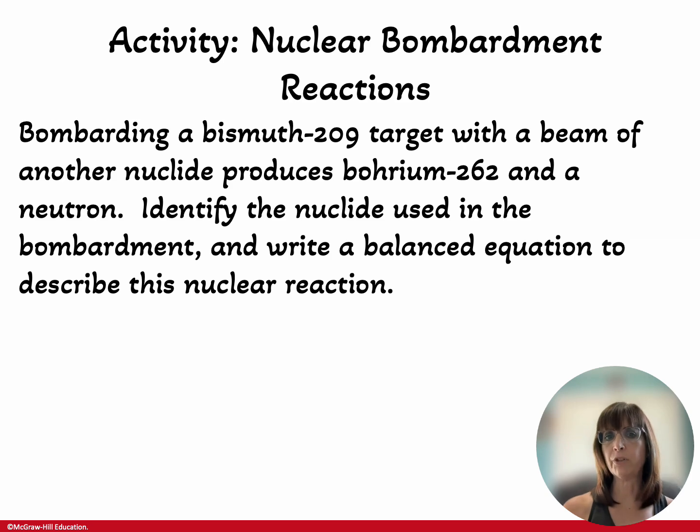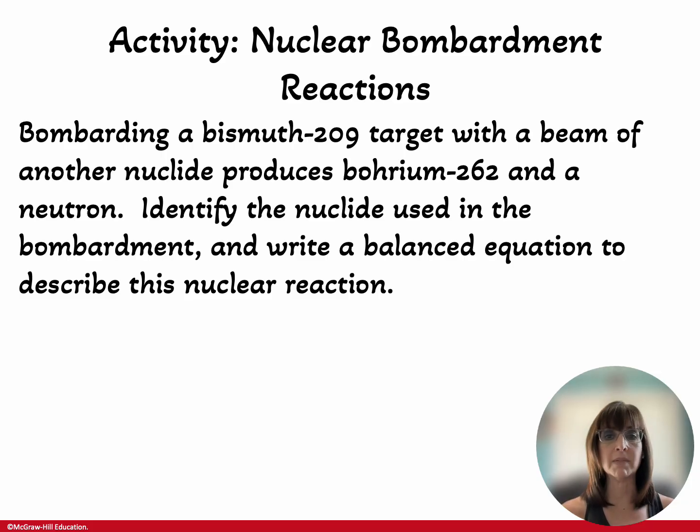Here's another opportunity for you to go ahead and try something. It says bombarding a bismuth-209 target with a beam of another nuclide produces bohrium-262 and a neutron. Identify the nuclide used in the bombardment. Write a balanced equation to describe this. So go ahead and pause this and see if you can fill in the missing pieces.